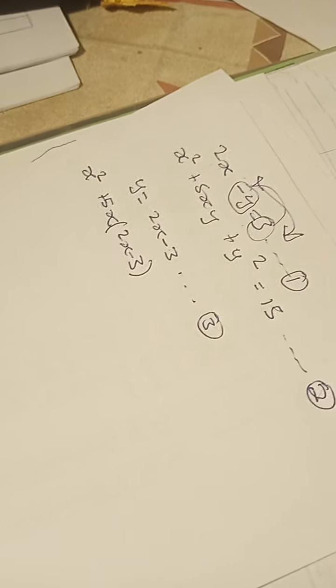Okay, so let's go. We have x squared plus 5x times y, which is 2x minus 3, plus this y having 2x minus 3, that is squared. So let me put another 2x minus 3. It is all equal to 50.